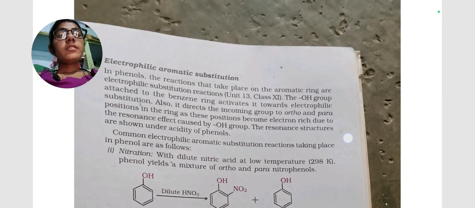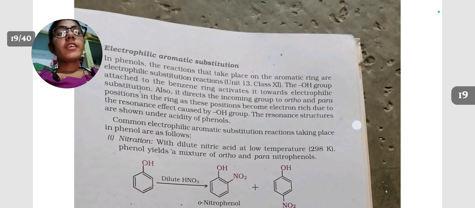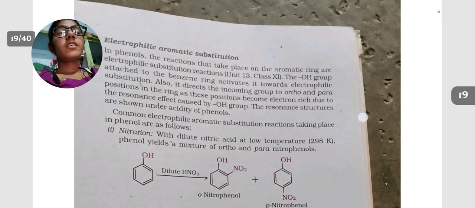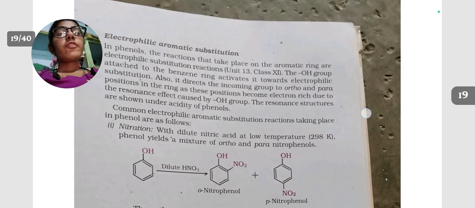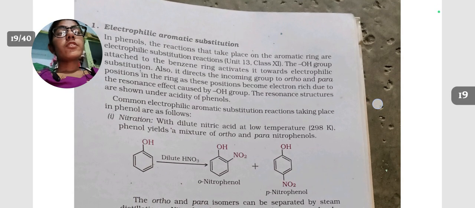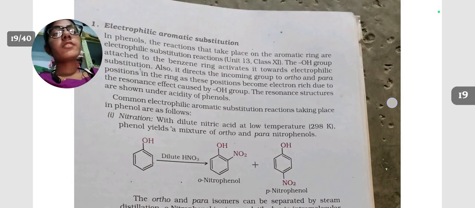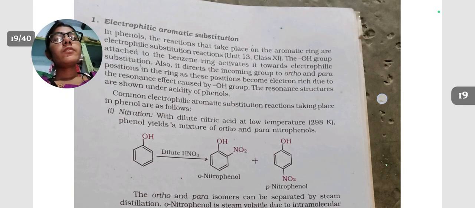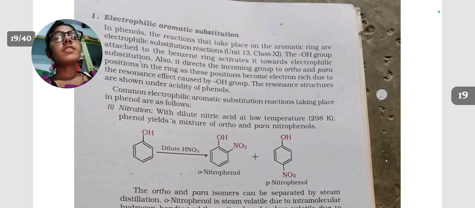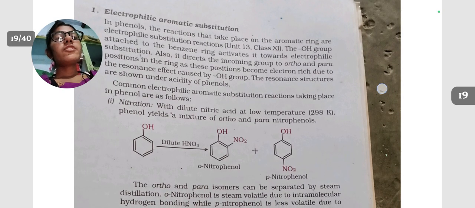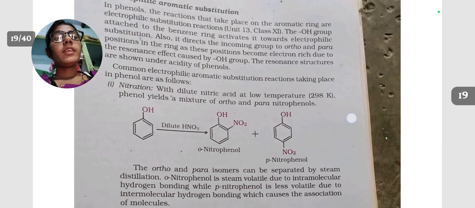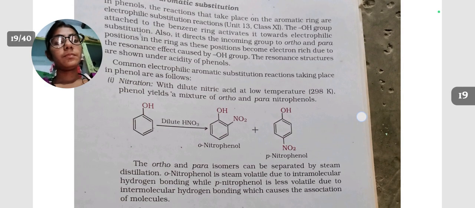Reactions of phenols. First is electrophilic aromatic substitution in phenol. The reaction will take place on the aromatic ring, as in electrophilic substitution reactions. The OH group attached to the benzene activates it towards electrophilic substitution, and so it directs the incoming group to the ortho and para positions in the ring, which form electron rich due to the resonance effect caused by the OH group. These structures are followed by the acidity of phenols.